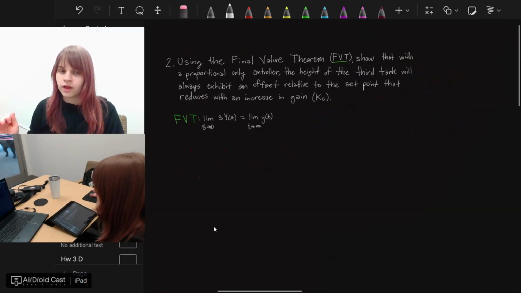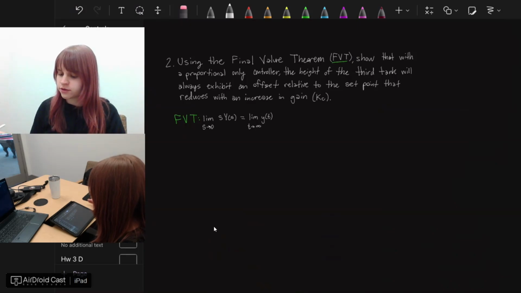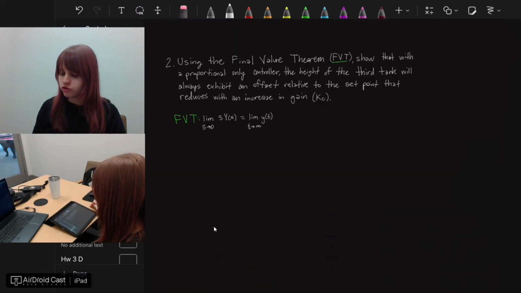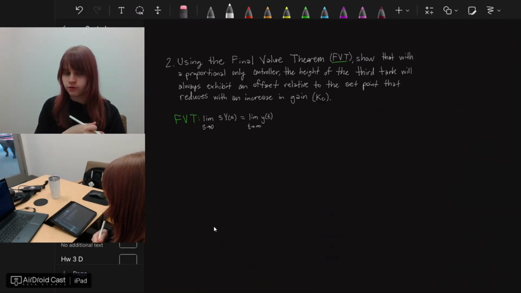to cover. Now for part 2, we are going to use the final value theorem to show that with a proportional only controller, the height of the third tank will always exhibit an offset relative to the set point that reduces with an increase in gain, which was our KC. That's our gain for the proportional controller. And we covered this in, I think, homework 1, but that offset is just inherently what happens when you have a proportional only controller.